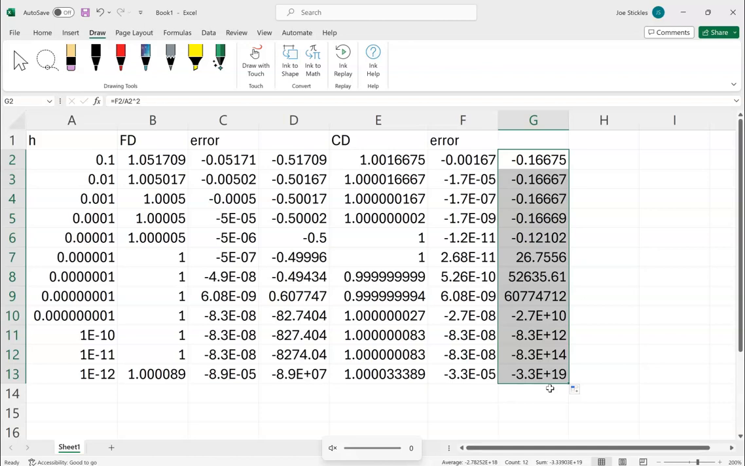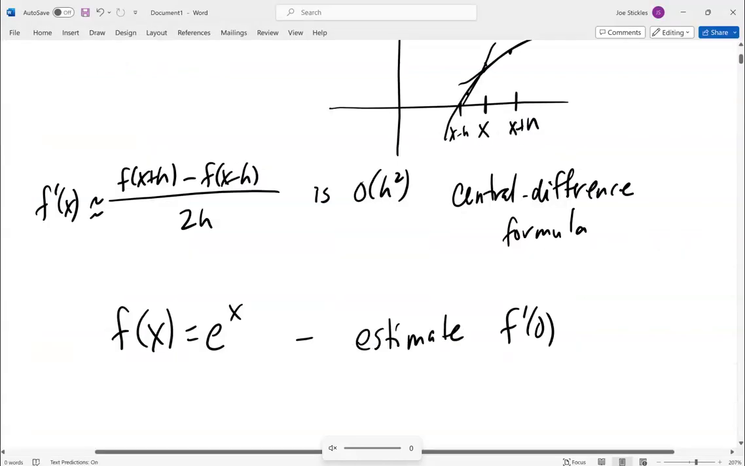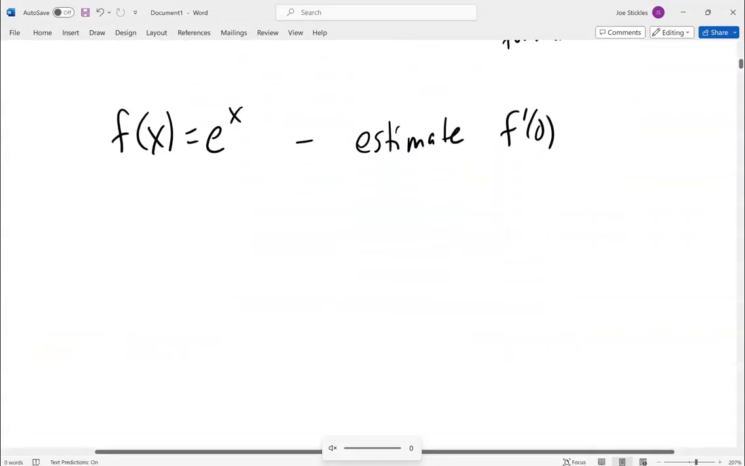All right, so we've talked about forward difference, central difference. There are lots of other formulas that you could do. Let's do a couple of them that are in the book, just to establish a couple of different things. So this is number 8 on page 199.